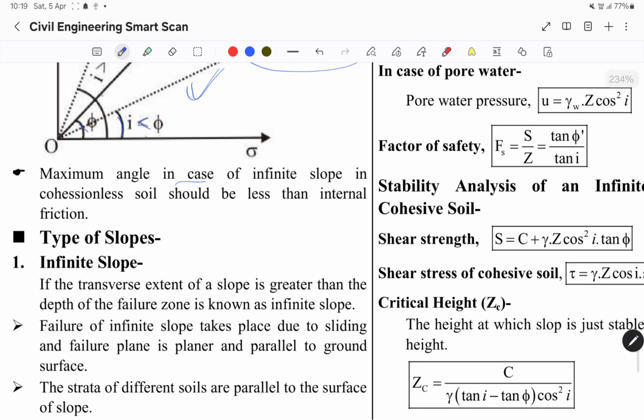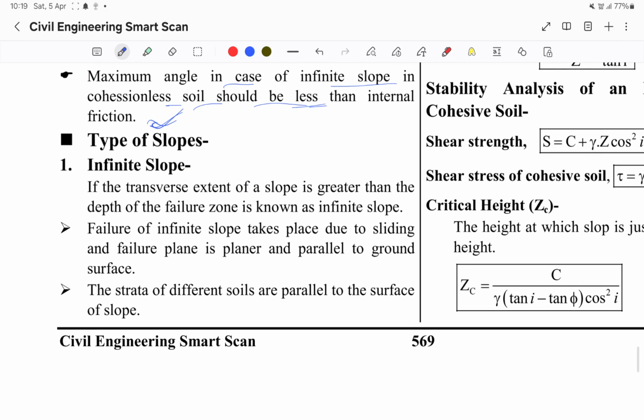Maximum angle in case of infinite slope in cohesionless soil should be less than the internal friction. The slope angle should be less than the internal friction angle.